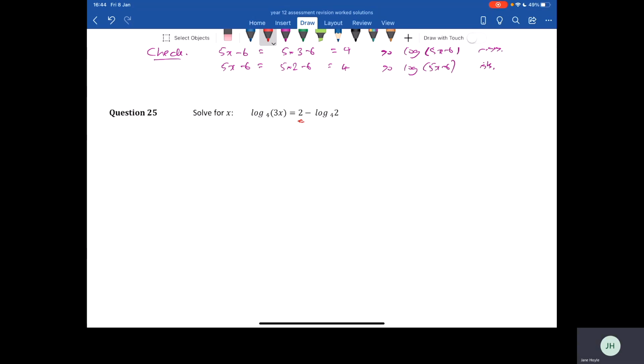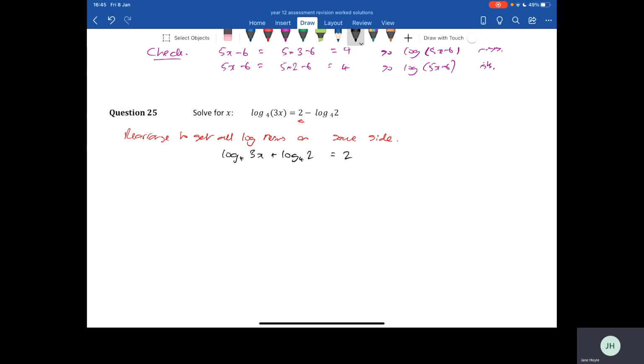So what we need to do first is to rearrange to get all the log terms on the same side. In particular, I'm going to put them all on the left-hand side. So log to the base 4 of 3x plus log to the base 4 of 2 is equal to 2.